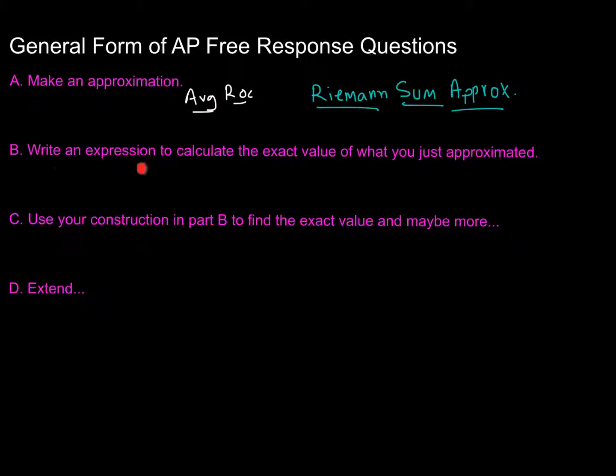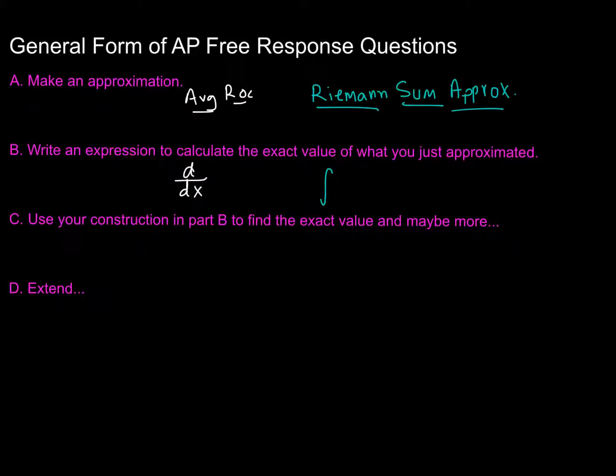Now, once we've made an approximation, we want to actually calculate the exact value. So what we'll do is we'll write an expression to calculate the exact value that we just approximated. So if we were approximating a rate of change, we would now take the derivative, right? Just represent it like that. If we want to find the exact value of our Riemann sum approximation, well, we know as the limit as n approaches infinity gives us the definite integral. So we want to integrate, set up an integral.